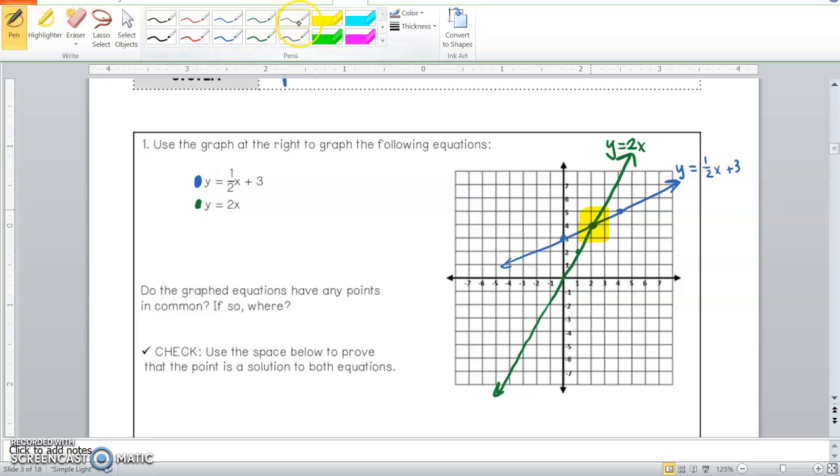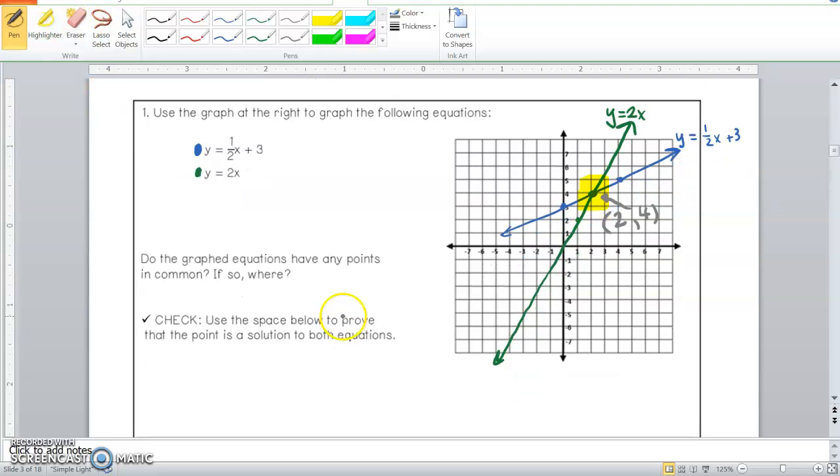This is the point (2, 4). That point lies on the blue line, as well as on this green line here. So it says use the space below to prove that this point is a solution to both equations.